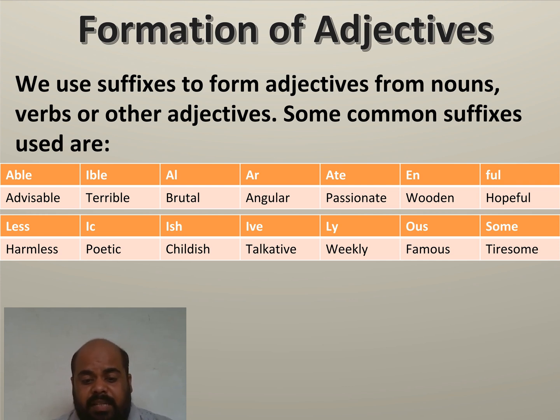Ate is the next suffix, passionate is the example. En is the next suffix, and we can make words like wooden. Then full, so hopeful, purposeful, beautiful. Next is less, and we can make harmless, worthless. These types of words can be made with this suffix, and those will be called adjectives.